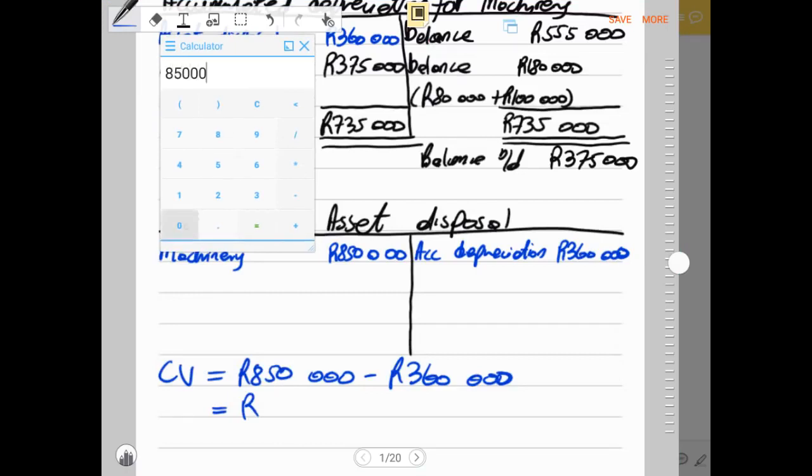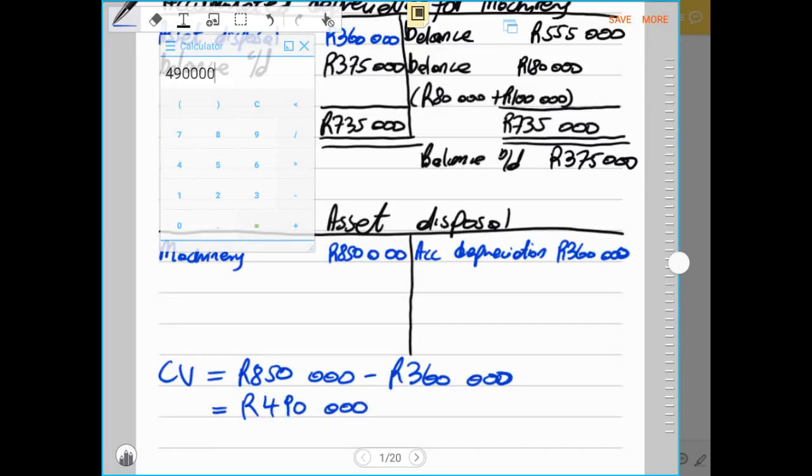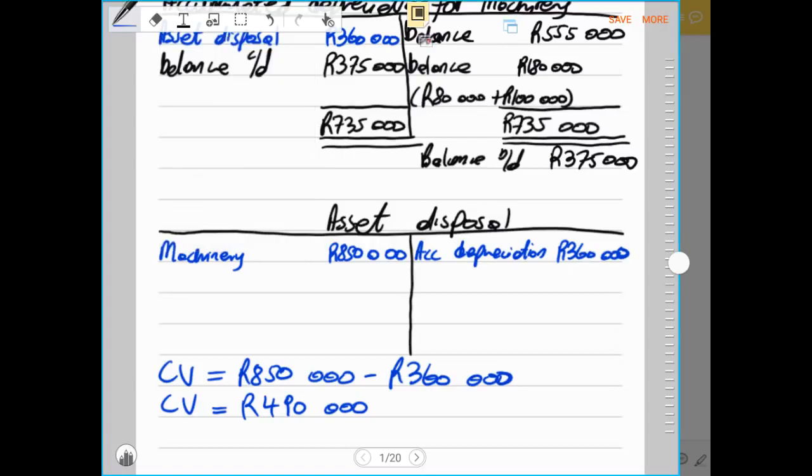So let us check how much is the carrying amount for this machine. So 850,000 minus 360,000 gives me 490,000 rands. So the carrying value or the carrying amount of this machine is 490,000. Let me clarify that is machine A. The carrying amount of machine A at the date it was sold was 490,000.